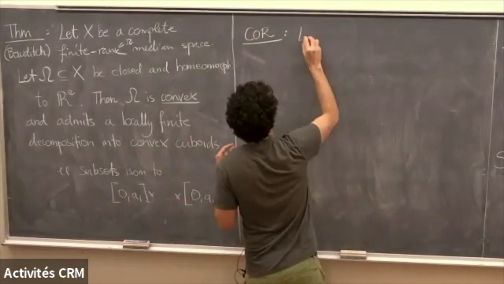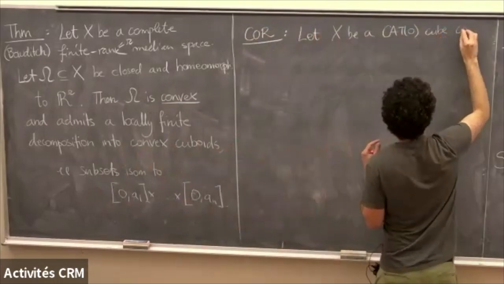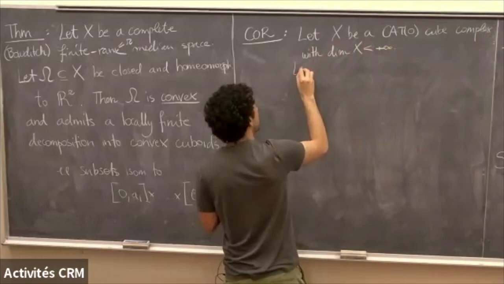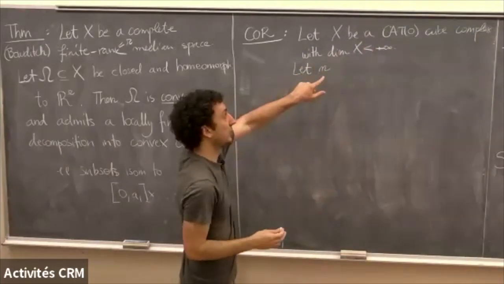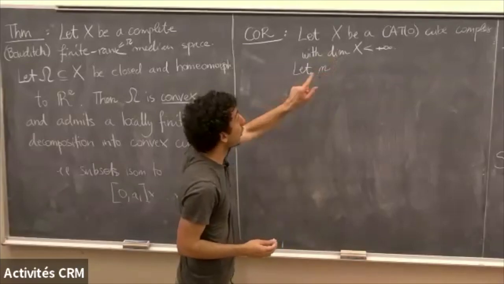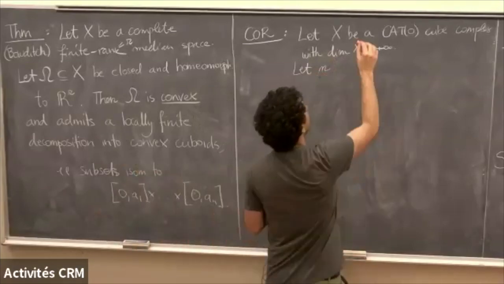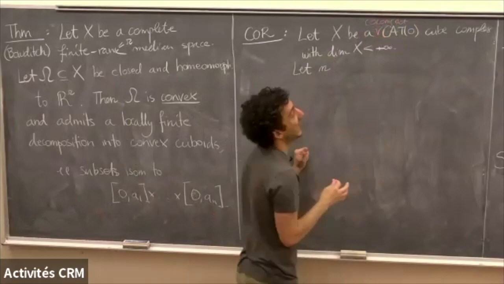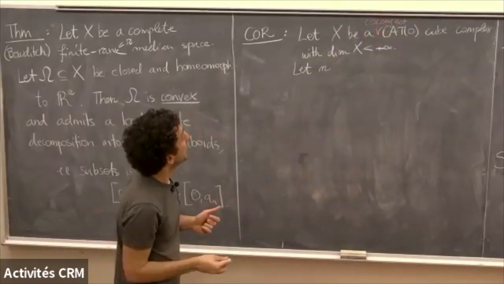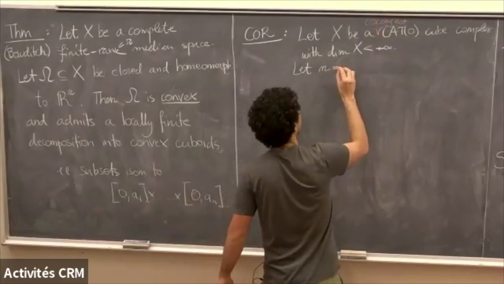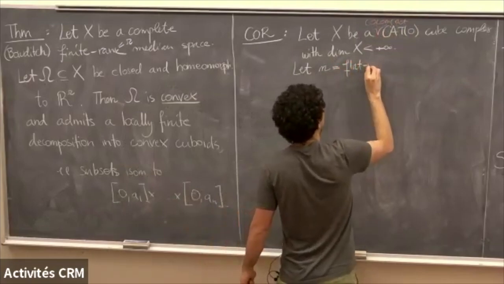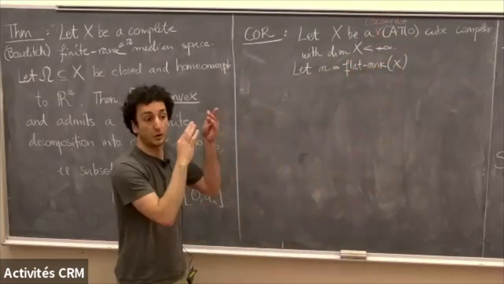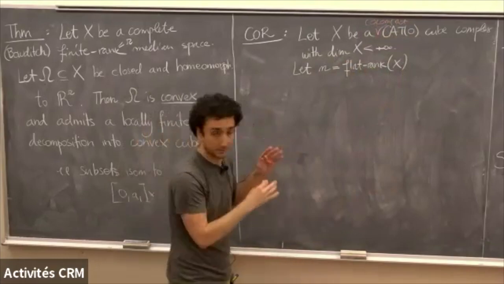Right, so let X be a cocompact cube complex of finite dimension. Let N, which is possibly a much smaller number than the dimension, be the flat rank of X. Cocompact means just that the full isometry group of the cube complex acts cocompactly on it. So let N be the flat rank of X, really the highest dimension of a genuinely isometrically embedded flat in it.